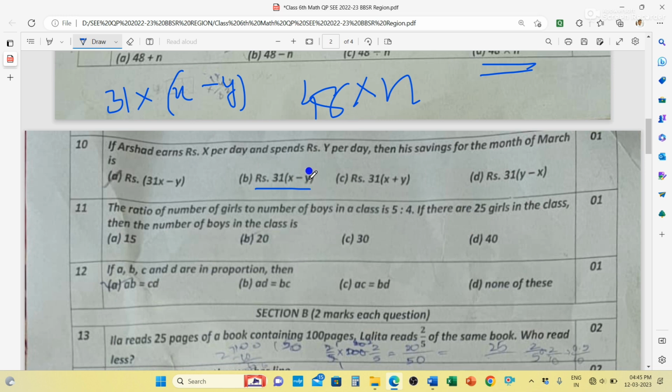How will you find the saving? If you subtract the amount of spend from the amount of earning, then it will be your amount of saving. So X minus Y is the saving. And in the month of March there are 31 days. So 31 into X minus Y.